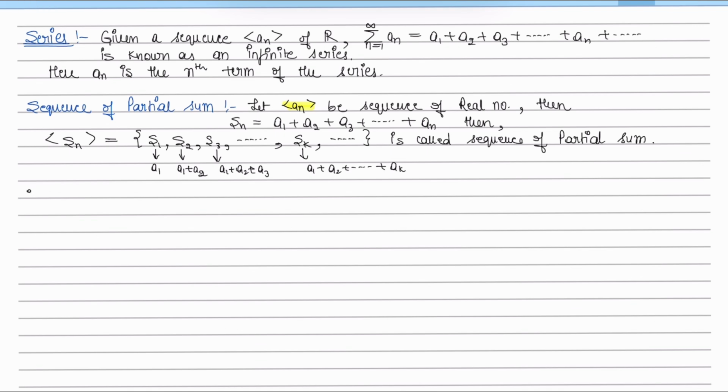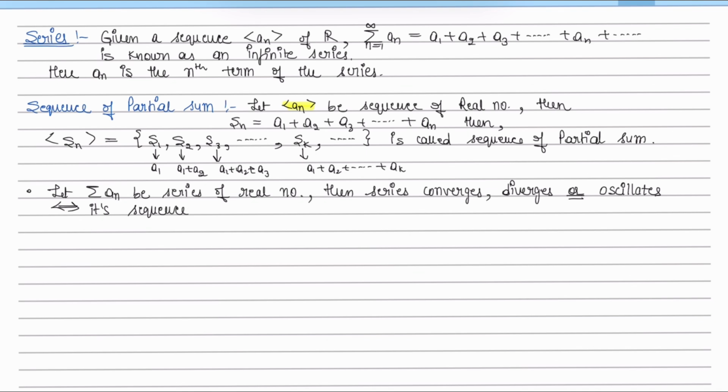There is a result that, let summation an be a series of real numbers, then the series converges, diverges, or oscillates if and only if its sequence of partial sums does so.